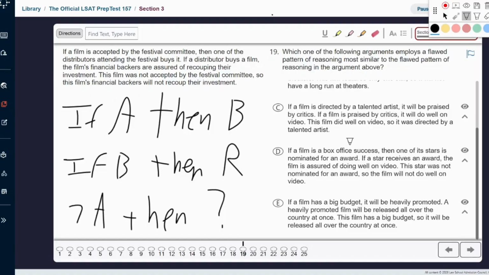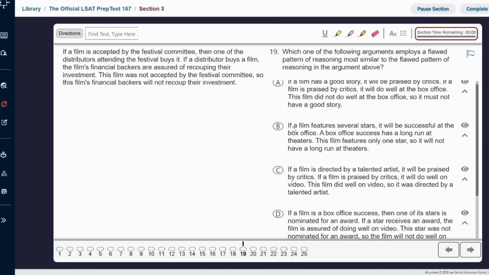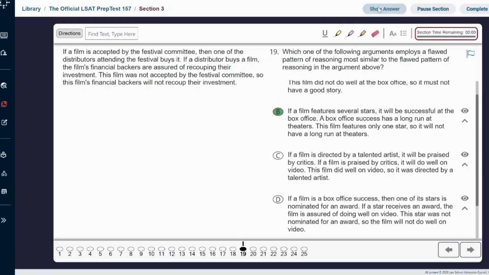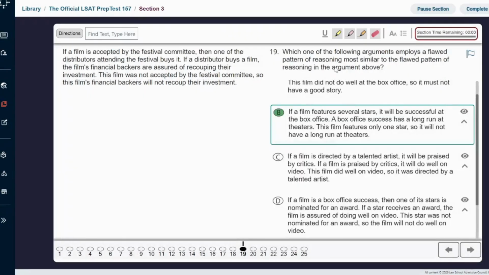E says, if a film has a big budget, it will be heavily promoted. A heavily promoted film will be released all over the country. That's good. We have two sufficient conditions, with the second one starting with the conclusion of the first one. This film has a big budget. No, because I want something that says this film does not have a big budget. All right, now that we've gone over E, we can go back, pick B, and yes, I'm pretty sure, okay, yes, it is going to be B.